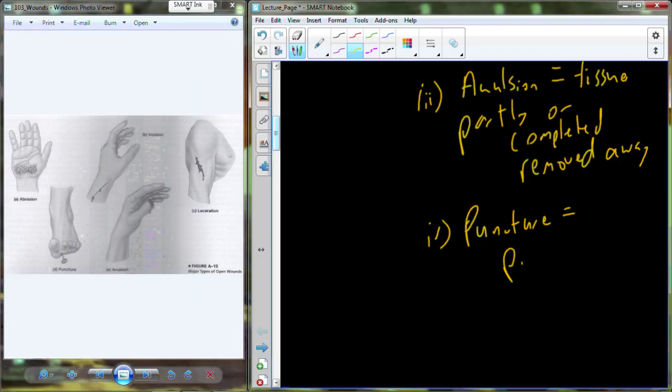And the last is the puncture wound. And this is when something's pierced with a pointed object. And so you can think of a knife fight here or something along those lines.